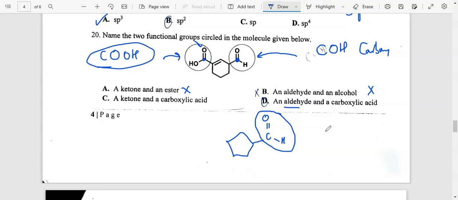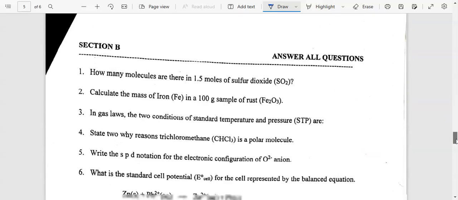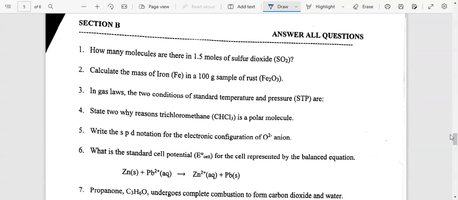But if it was in the middle of the chain, for example if it was something like this, and this carbon here had a double bond with oxygen, this would obviously be a ketone because it is in the middle of the chain. So that is an aldehyde and a carboxylic acid. So that is going to mark the end of this section.